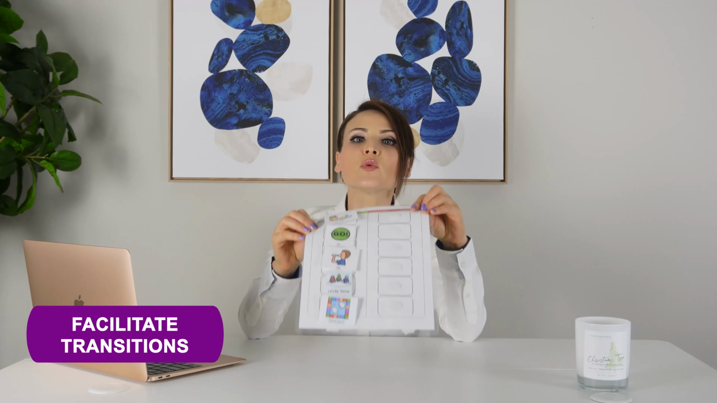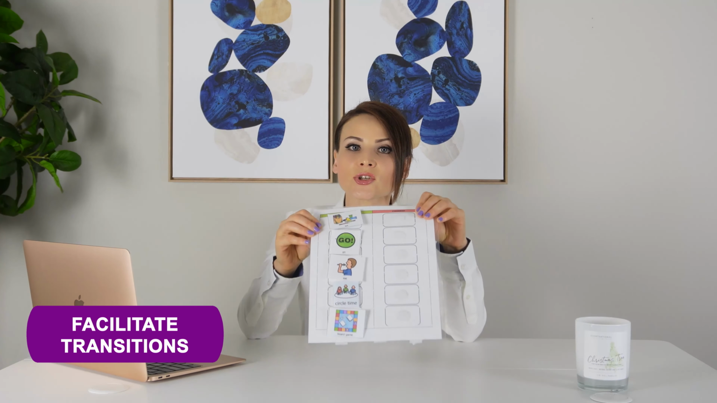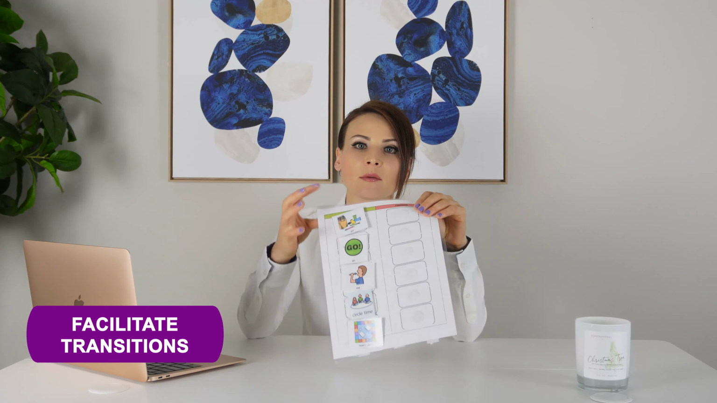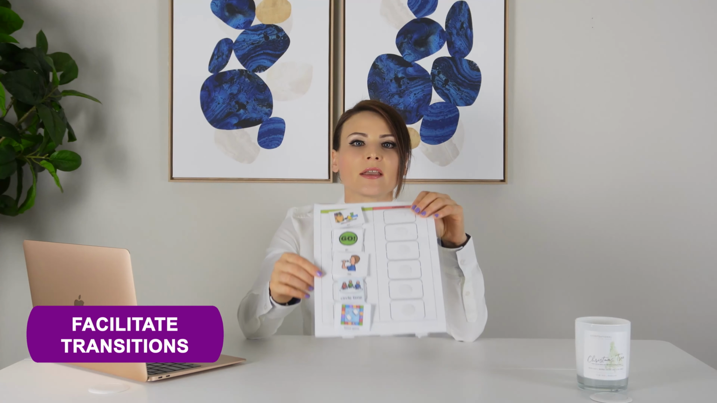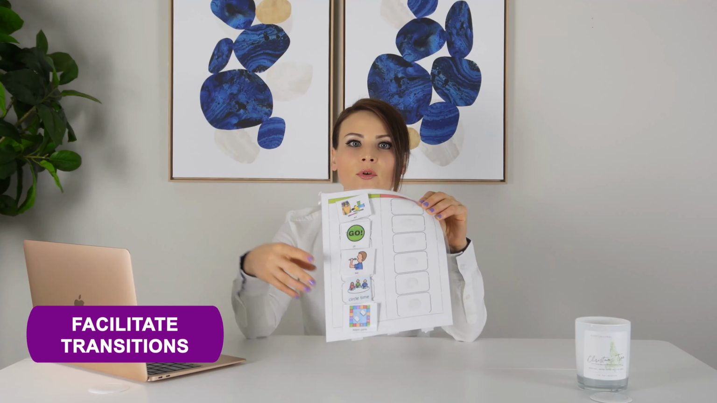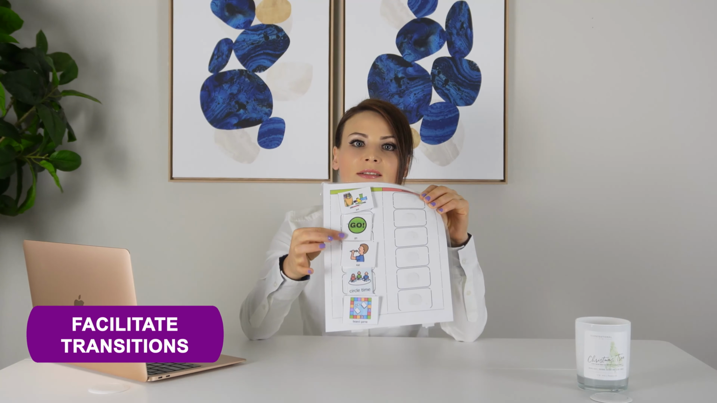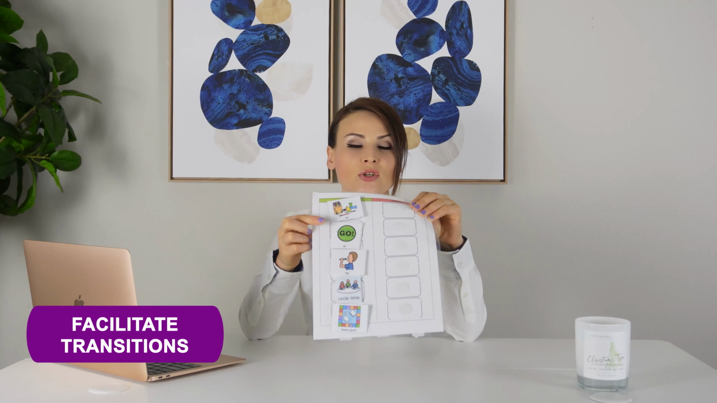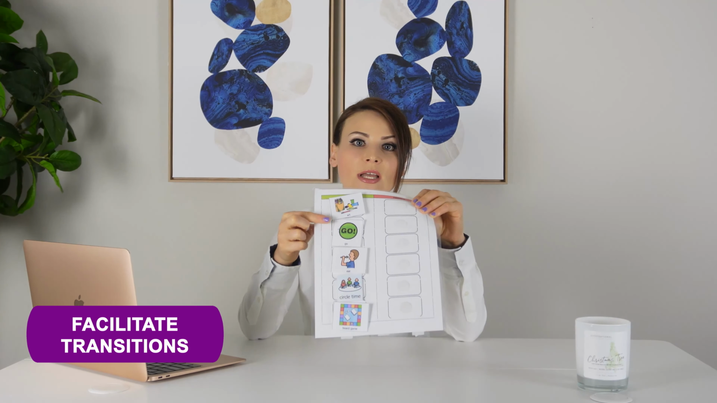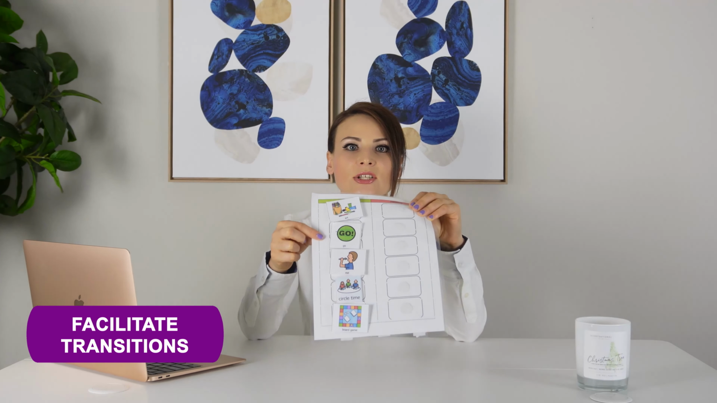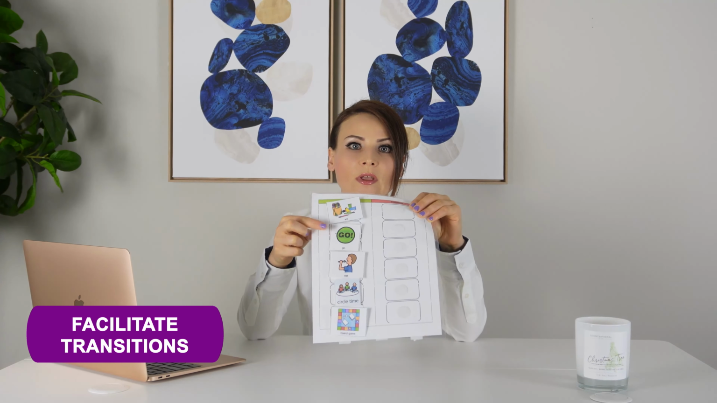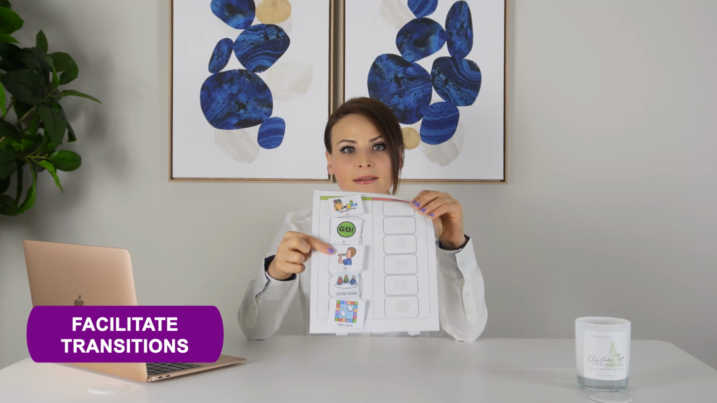Second, it facilitates transitions. Transitions can be challenging for children with ASD, as unexpected changes can cause stress and anxiety. A visual schedule can help in facilitating smoother transitions by visually preparing the child for upcoming changes. For example, if a child is transitioning from playtime to mealtime, a visual schedule can include a picture or symbol representing the transition, such as go, followed by a picture of eating.